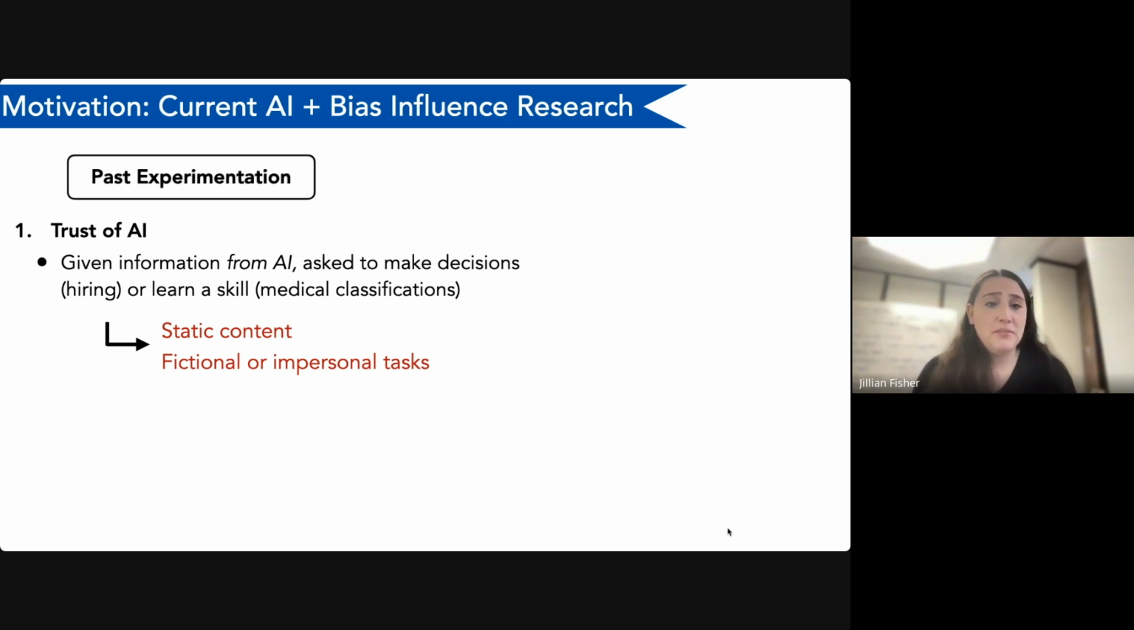You're not actually going to have to manage that person. Or you might be asked to learn a medical skill like medical classification, but again, you're maybe not even a medical professional.